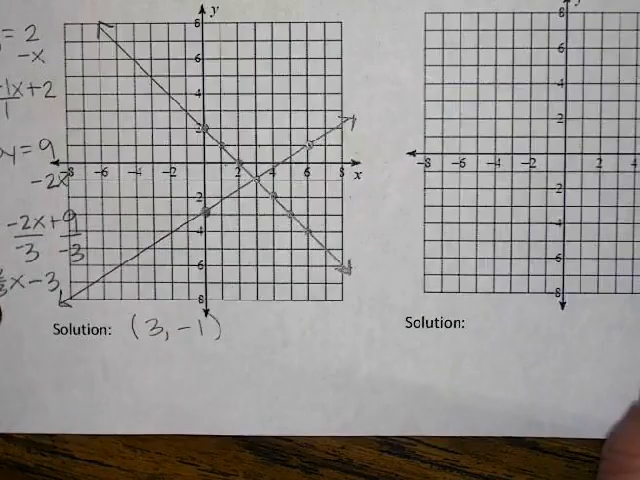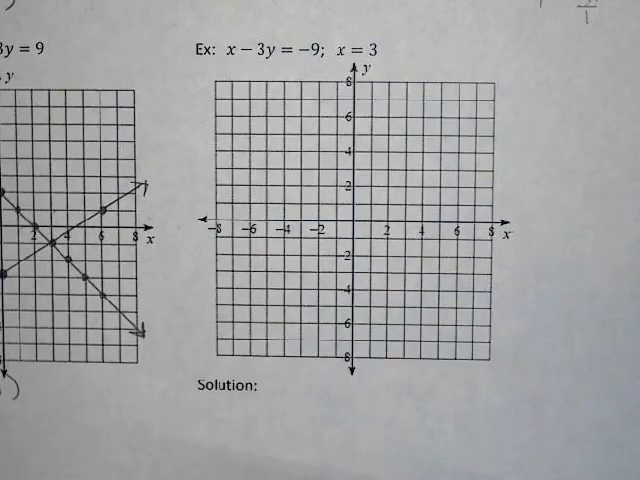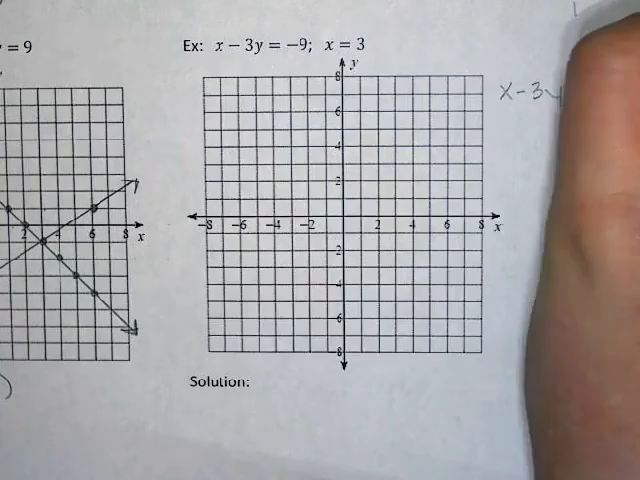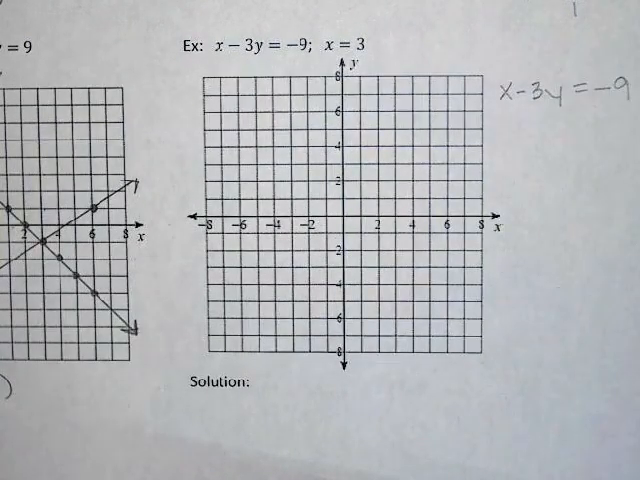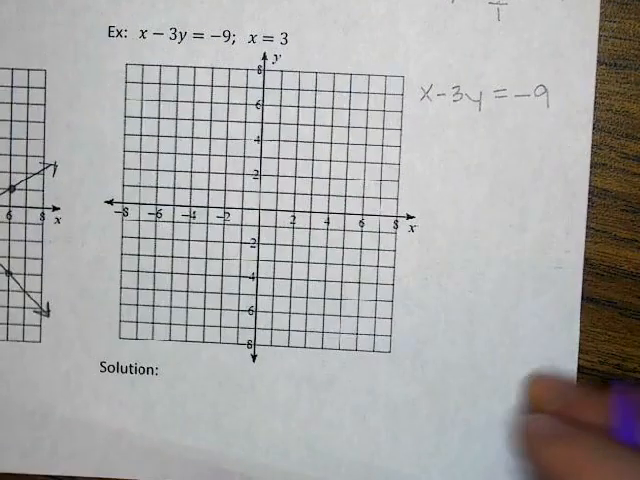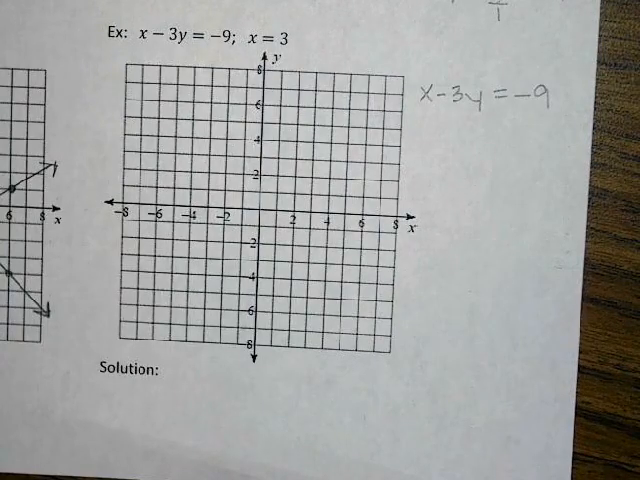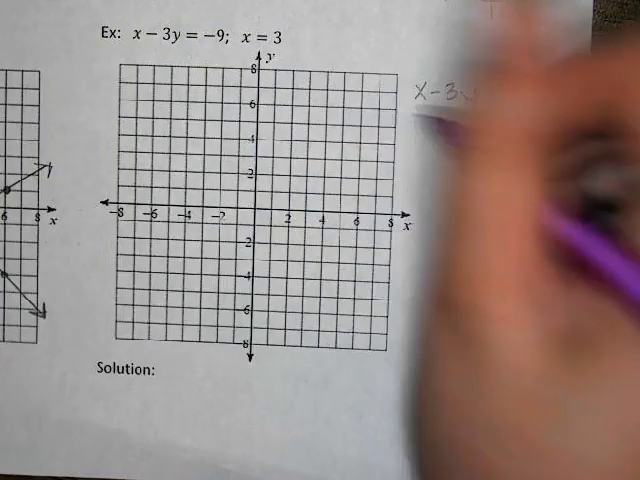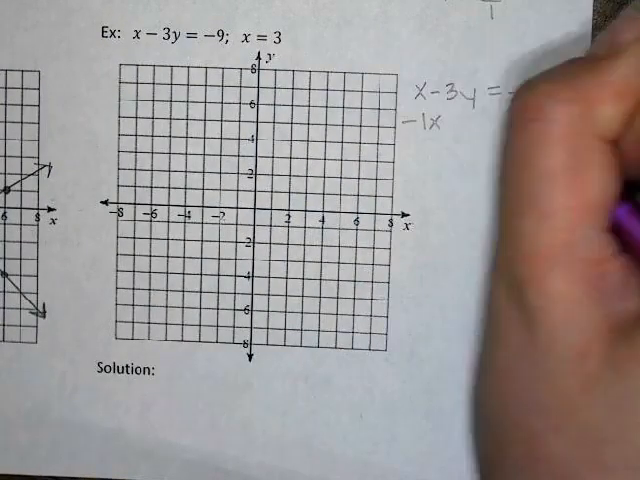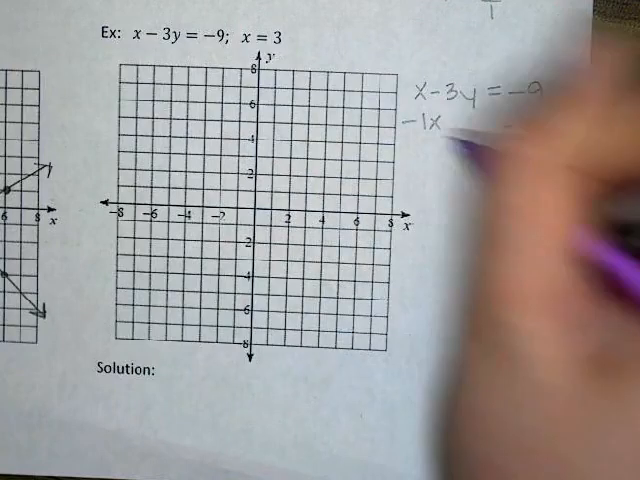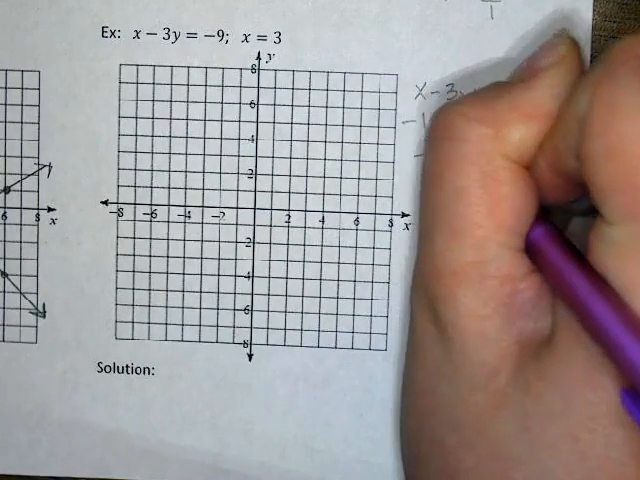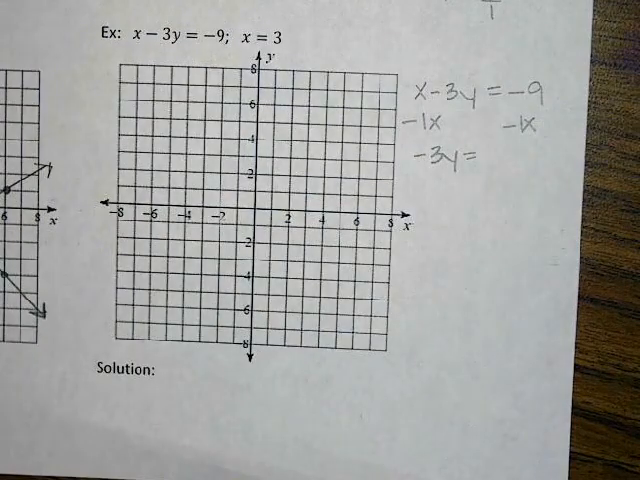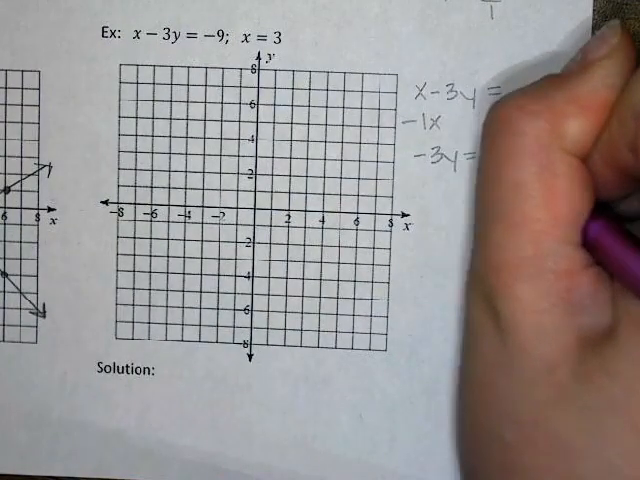Okay, we got x minus 3y equals -9. What's our first step? Subtract 1x. Minus the x over. And which one do we write first? The -1x. And then the -9.